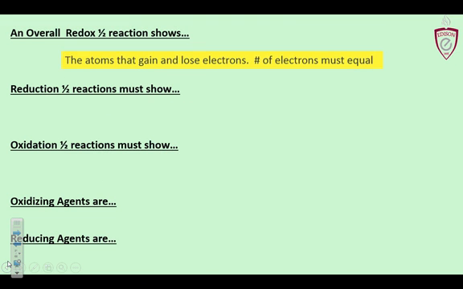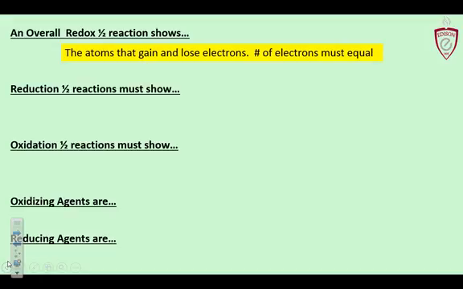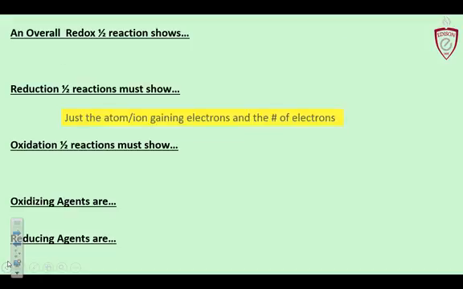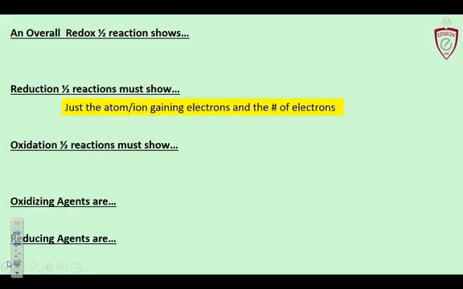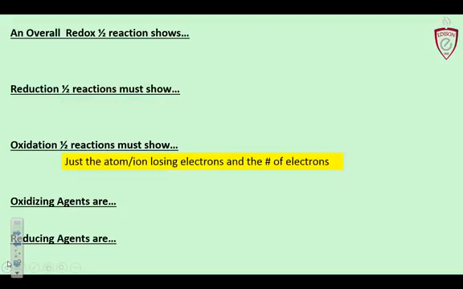Okay. So, the overall half reaction shows the atoms that gain and lose electrons, and the number of electrons involved. Spectator ions are gone. Basically, a quick half reaction: atom or ion gains electrons, and the number of electrons. We just drew that on the last page. We drew both half reactions. This is just the reduction half reaction. This is going to happen in one half of our batteries that we're going to look at later. That's why we split them up in halves. And then the oxidation is just the atom or ion losing electrons and the number of electrons that it lost.